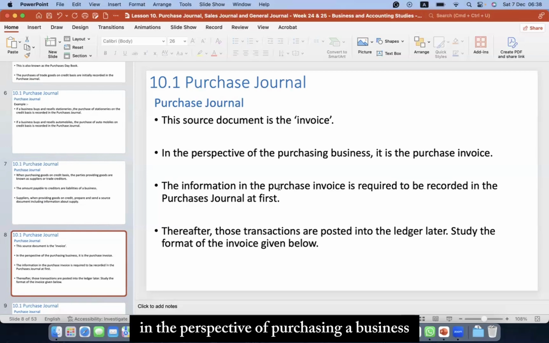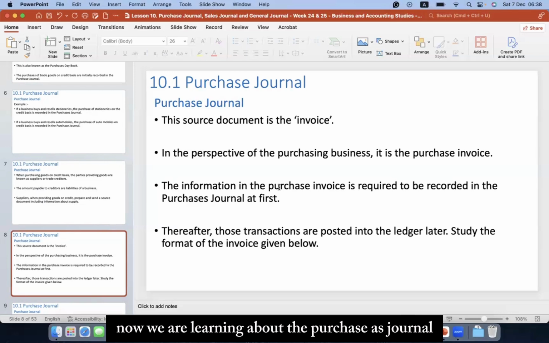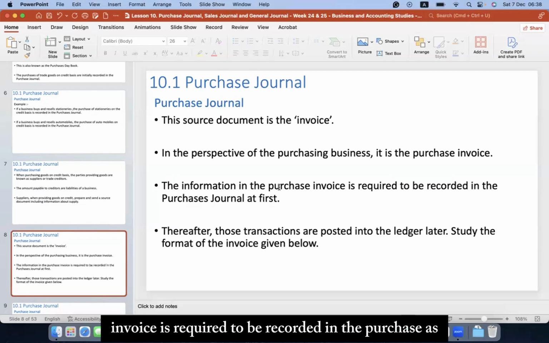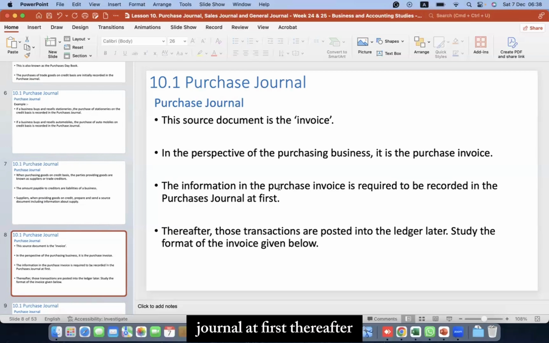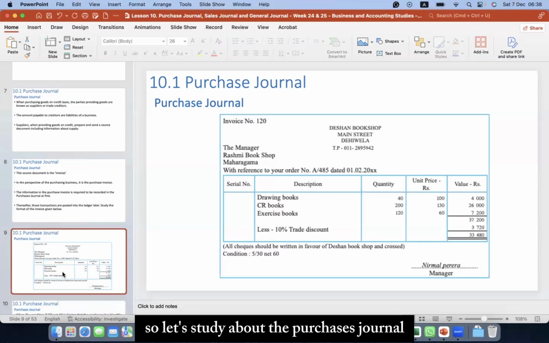In the perspective of purchasing a business, it is a purchaser's invoice. Now we are learning about the purchases journal. So in the context of purchases, it's purchaser's invoice. Okay. The information in the purchaser's invoice is required to be recorded in the purchases journal at first. Thereafter, those transactions are posted onto ledgers later. So let's study about the purchases journal, purchase invoice, like the format and what is included in the purchase invoice.